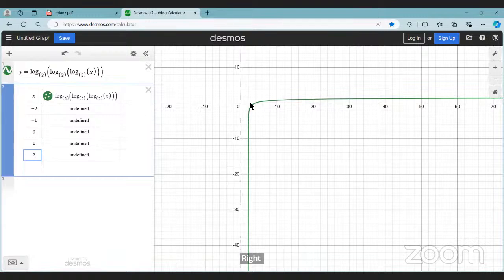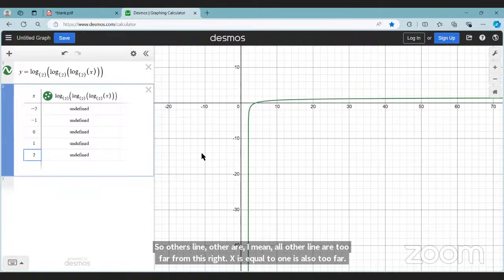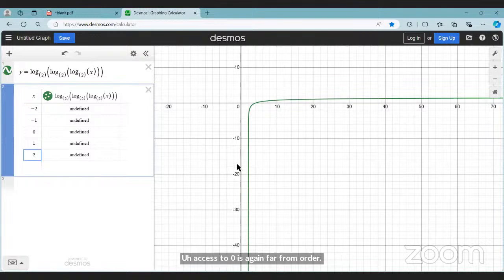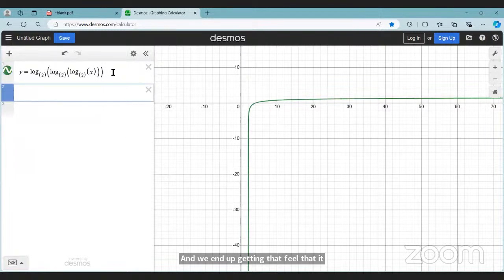All other lines are too far from this graph, right? x equals 1 is also too far. x equals 0 is again far from our graph. And we are not getting that feel that it will touch the graph, right? That's why. Is it clear now?